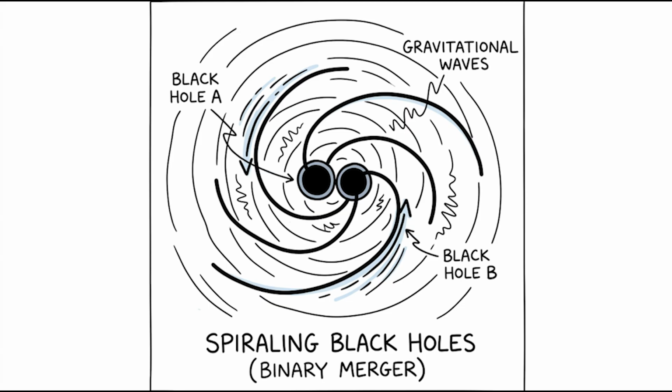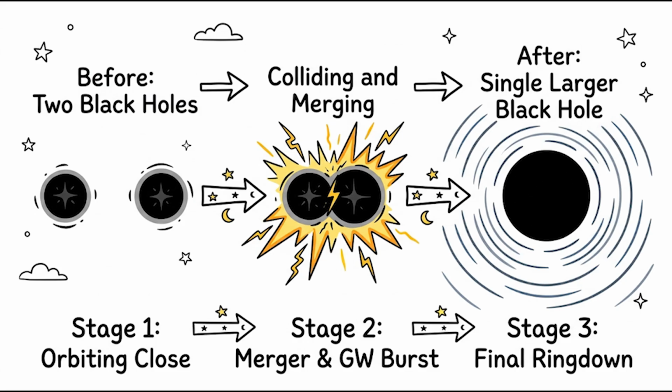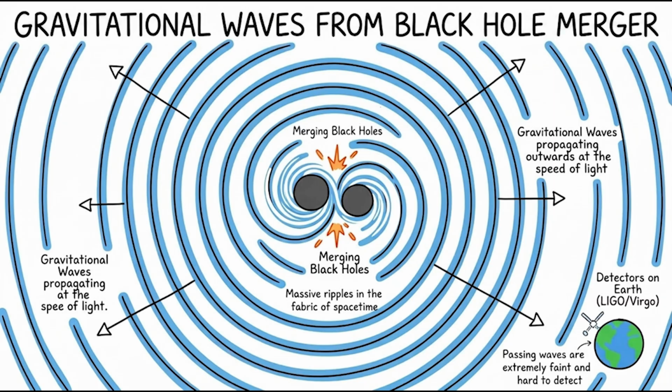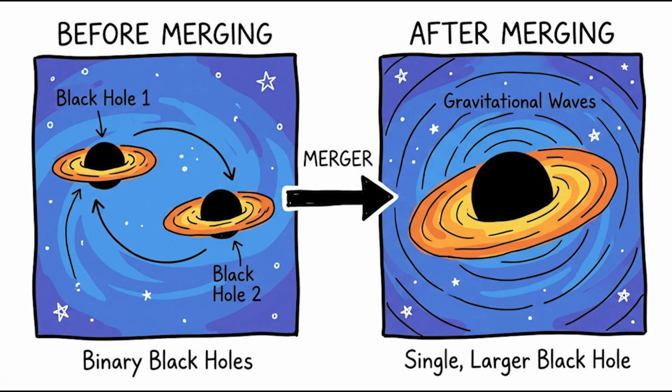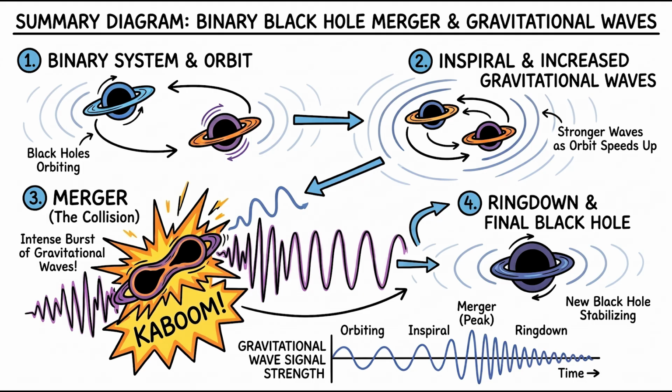As they get closer, they start spinning faster and faster, until things get very intense. Eventually, they collide and merge into a single, larger black hole. This collision releases a huge burst of gravitational waves, one of the most energetic events in the universe. In 2015, scientists detected these waves for the first time using LIGO, confirming that black hole mergers really do happen. So two black holes go in, one bigger black hole comes out. Pretty efficient, honestly. Binary black holes show us that black holes aren't just isolated objects. They can interact, merge, and literally shake the fabric of space-time.